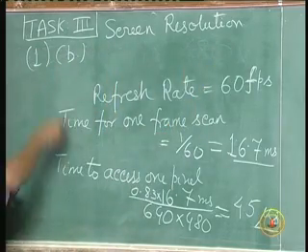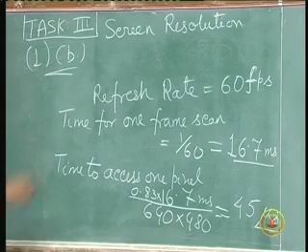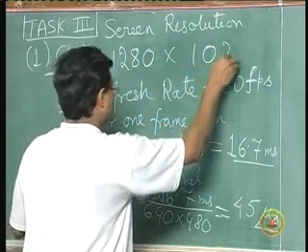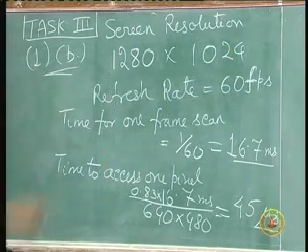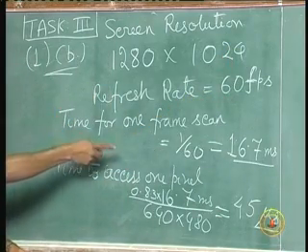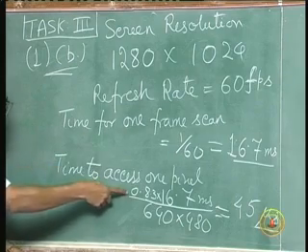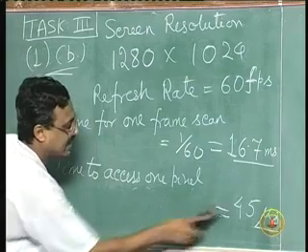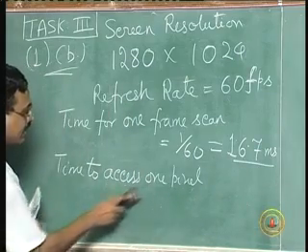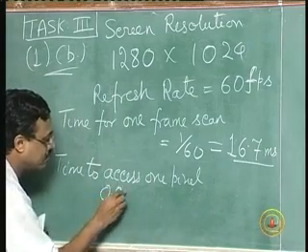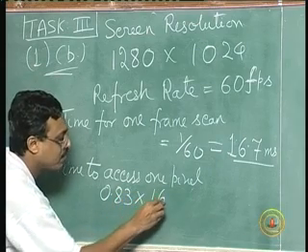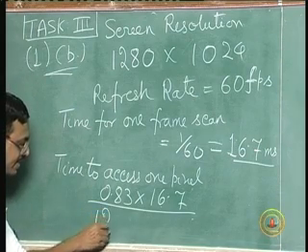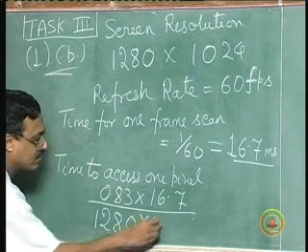So, we will move into the second part of task 3 problem 1, where the resolution now is 1280 multiplied by 1024, keeping the refresh rate the same, and the time to access per 1 second is also the same. We keep that factor of 0.83 here. I think I can rub it off and write again neatly. So, I will say 0.83 multiplied by 16.7 milliseconds divided by 1280 multiplied by 1024.